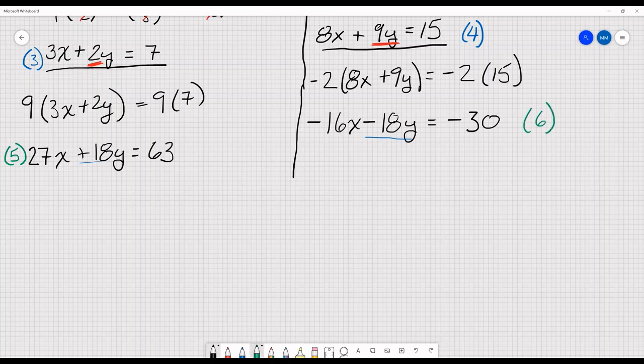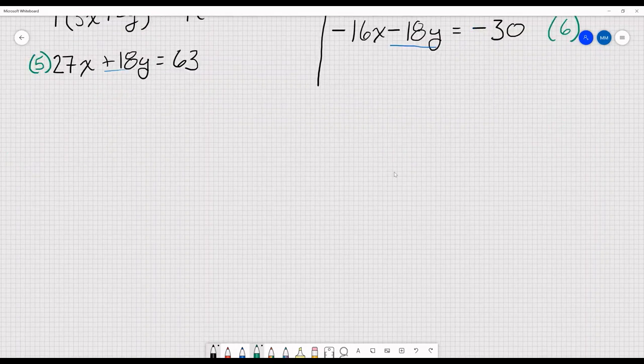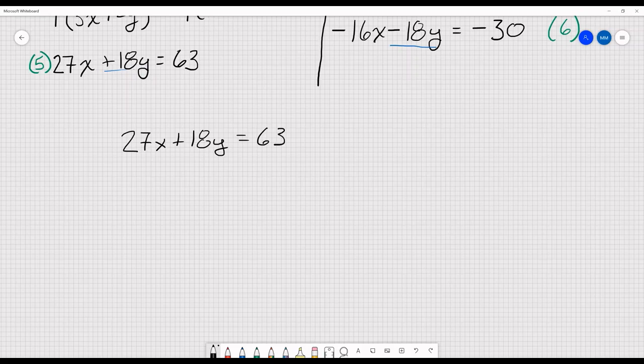What am I going to do now? I'm going to add equations 5 and 6. So I'll take 27x plus 18y equals 63, and add to that a negative 16x, negative 18y, negative 30.